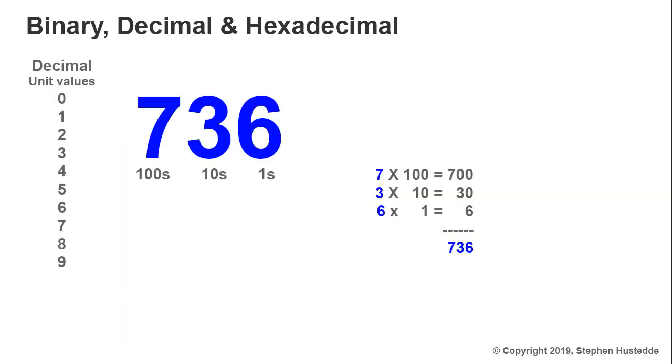So let's talk about binary, decimal, and hexadecimal. If you think back to your second grade math, we've learned the decimal system. A number like 736, we learned, contains 6 ones, 3 tens, and 7 hundreds. Each of those digits has a place: the ones place, the tens place, the hundreds place. We can think of that number as simply being 7 times 100 plus 3 times 10 plus 6 times 1. So 700 plus 30 plus 6, and we get 736.